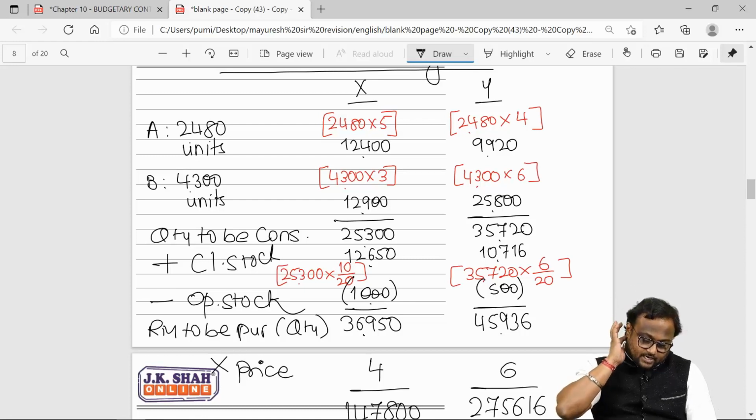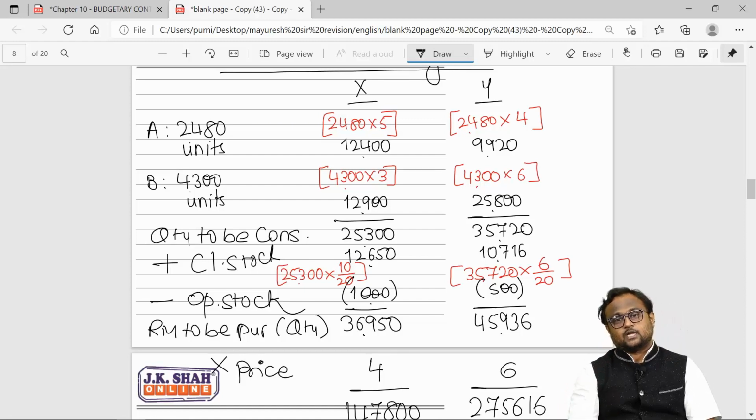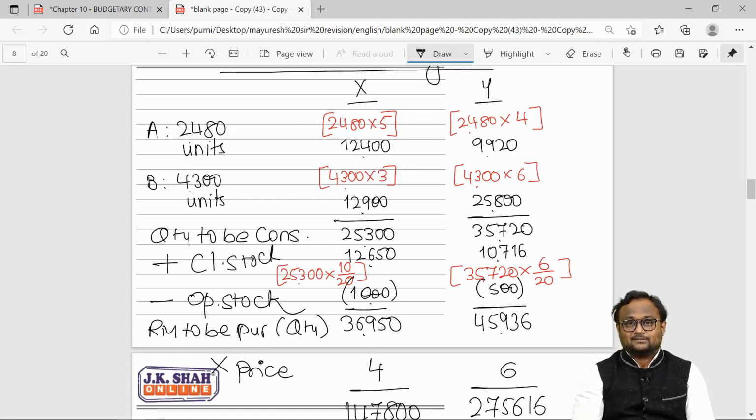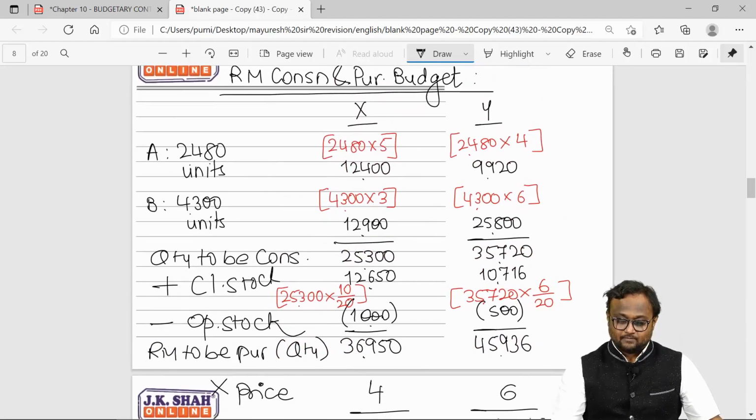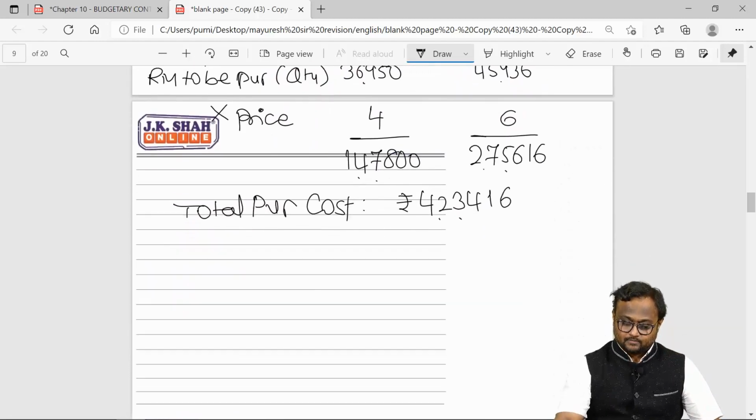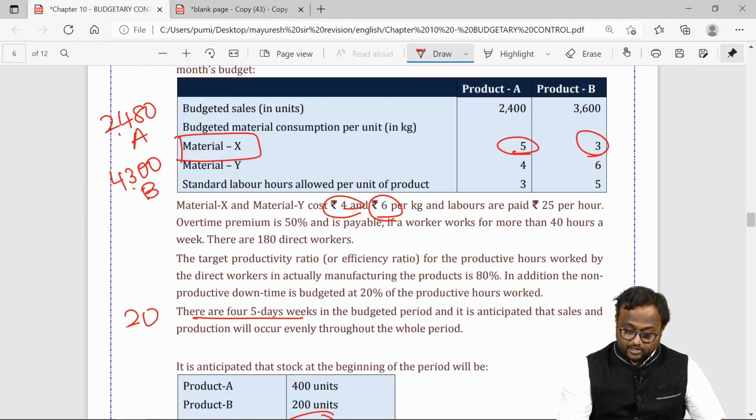Closing stock was asked for 10 days and 6 days of consumption, so that was also calculated, because whatever consumption we found out, that was for 20 days. So I have got this answer. I got raw material quantity to be purchased, I applied the price, I got the value. It is that simple. So you understood this. Please be very clear about what you want. After this, they have asked us to go for labor budget.